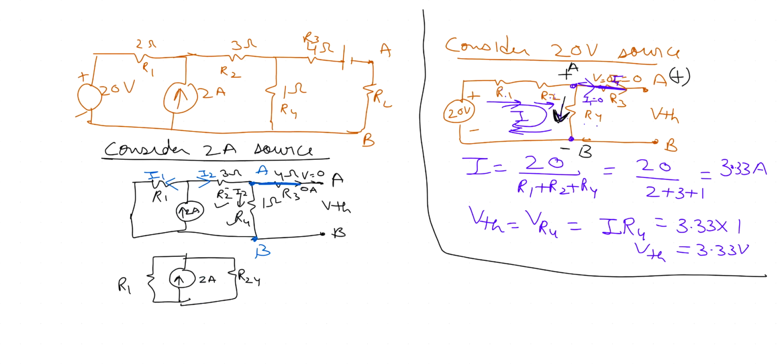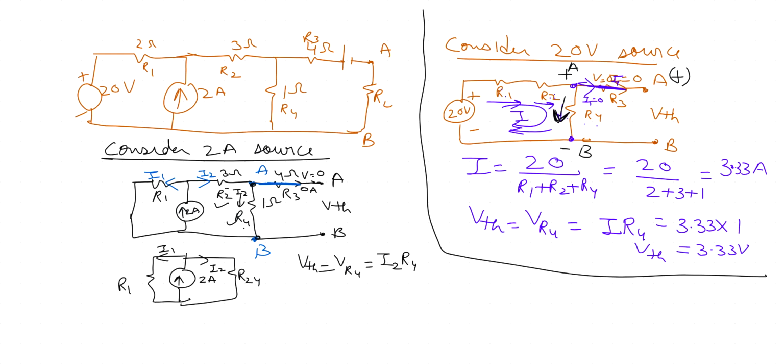So using the current divider rule, this is I2 and this is I1. I need to find the voltage across point A and B. That means the voltage across R4. So Thevenin is the voltage across R4. That means the current flowing through R4 times R4. So I2 times R4. So I need to find I2 from here.